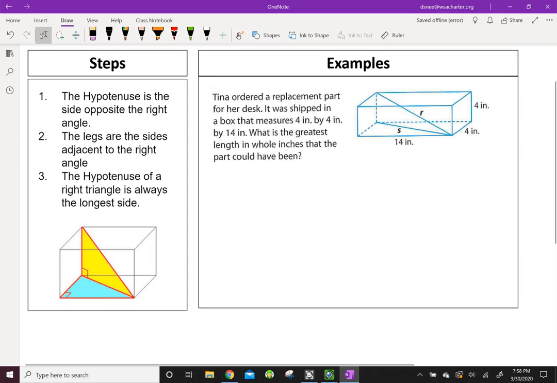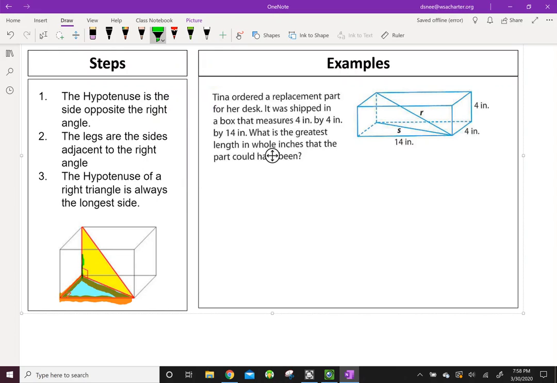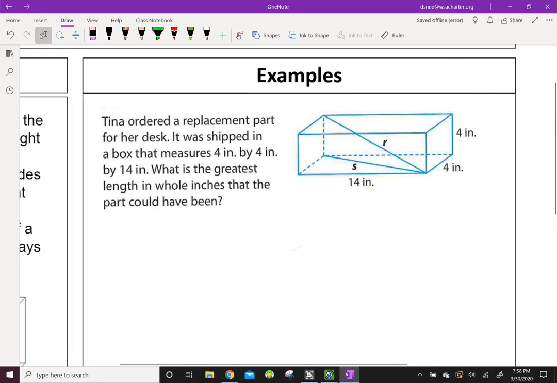Okay, again, we've got these two right triangles, right? We've got the one on the bottom, and then we've got this one that kind of goes from corner to corner. So two right triangles in there. So the first one, I'm going to look over here and see what we've got going on.